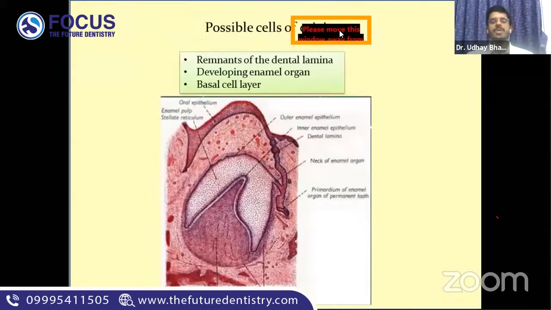So now you should know what are the possible cells of origin. The possible cells of origin, to understand this, you should have a brief idea of how the odontogenic apparatus looks at the stage of development.